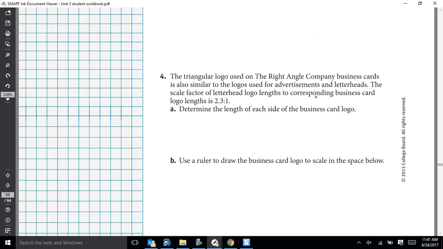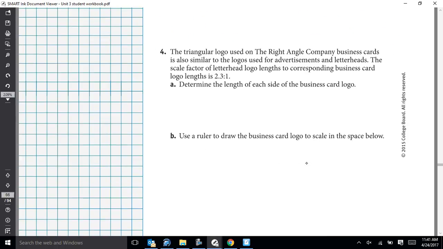So what's our fraction? To get from business card to letterhead, what do we multiply by? 2.3, right? So if we multiply by 2.3 to get from business card to letterhead, to go from letterhead to business card, what are we going to do? Divide by 2.3. And when we have a fraction, what goes in our numerator here? A 1. So it's like multiplying by 1 over 2.3.